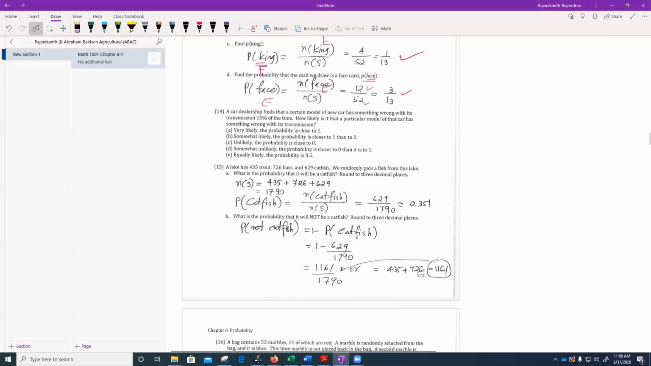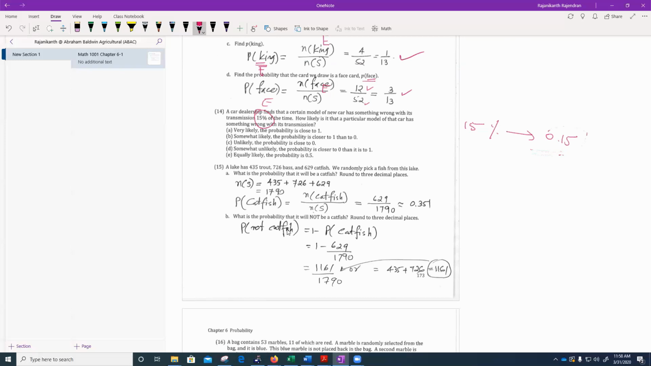You understand the question? A car dealership finds that a certain model of the new car has something wrong. The probability of getting the transmission fault is 15%. So 15% means how much? There is a 15% chance of getting a fault mechanism in the car. If you divide by 100, you will get 0.15, right? So that means this is the probability of getting a technical fault in your car.